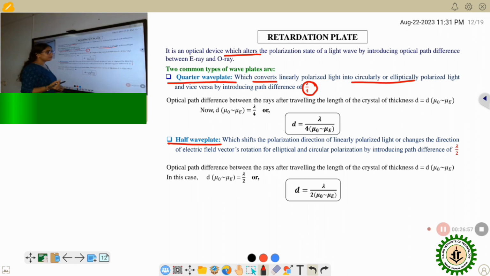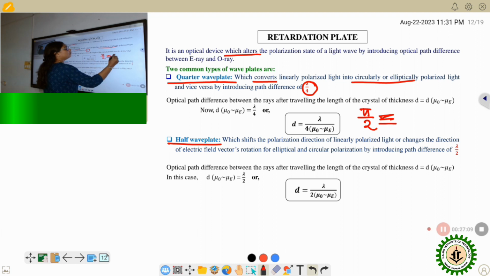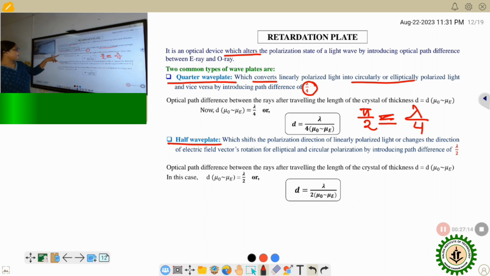So the minimum will be pi by 2, minimum phase difference. So pi by 2 phase difference corresponds to a path difference of lambda by 4. That is why the quarter wave plate can convert linearly polarized light into elliptically polarized light by introducing a path difference of lambda by 4.